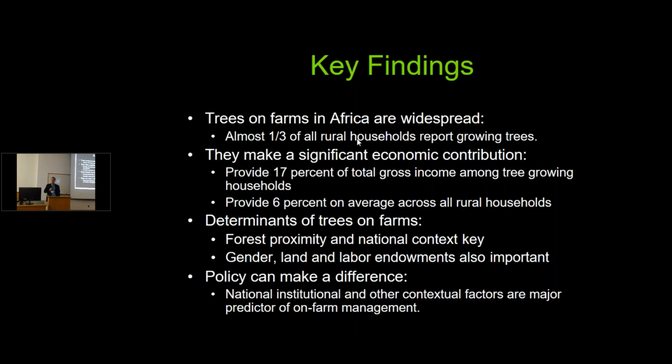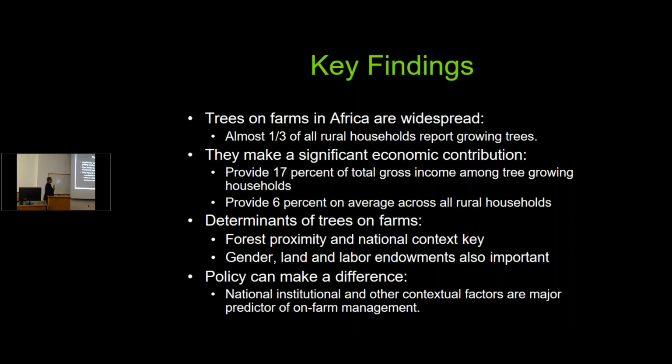We found that the closer you were to forest, the more likely you were to have a tree on your farm. And national political context, so the institutions and policies at the national level, explained a lot of the variation in the models that we developed. Gender, land, and labor endowments were also really important. The takeaway is that because of the importance of the national context, we think that changes in policies at that level could actually have a really big effect. An obvious point, but I think one worth making.